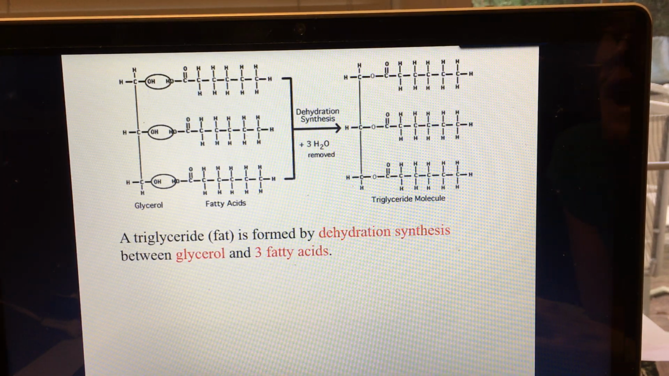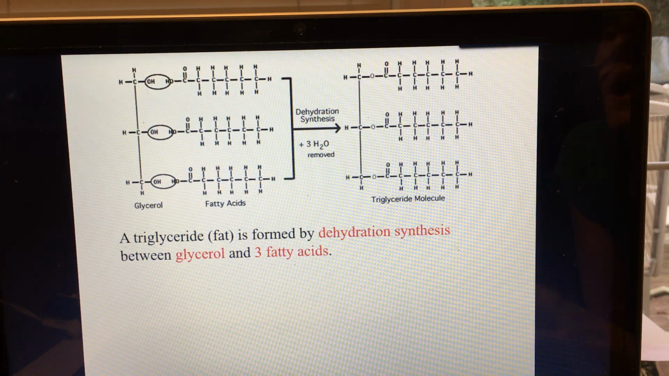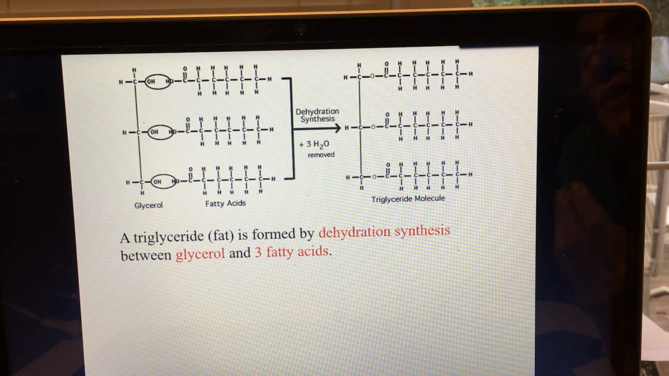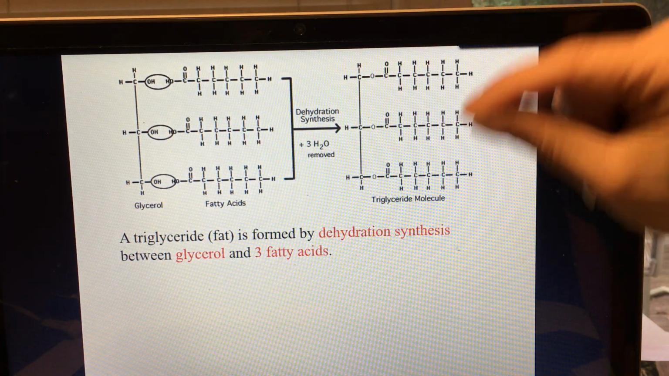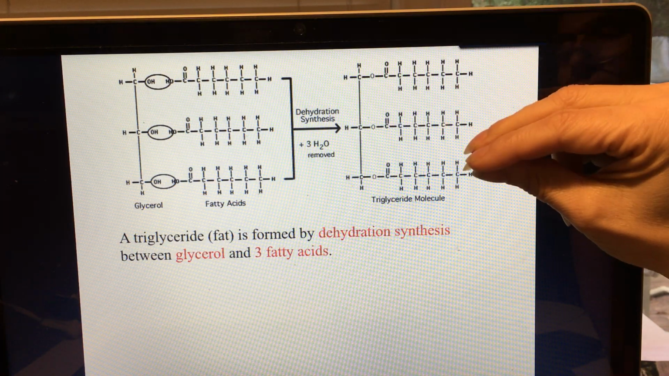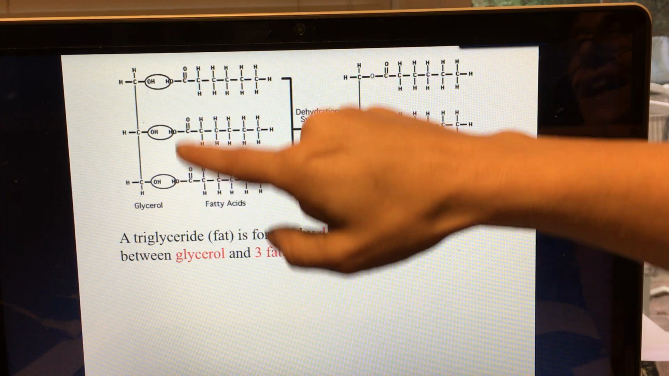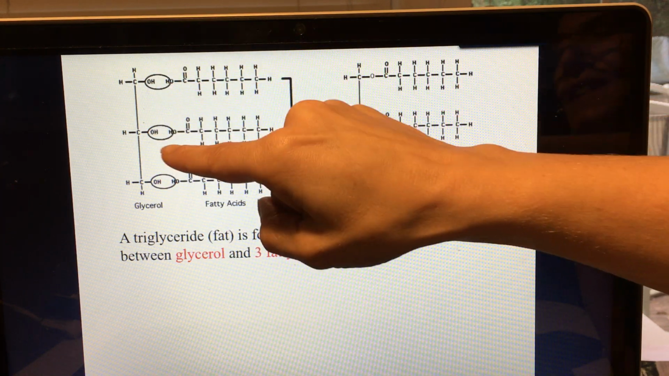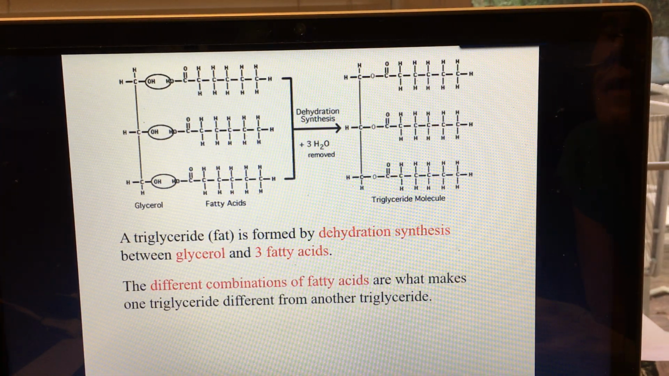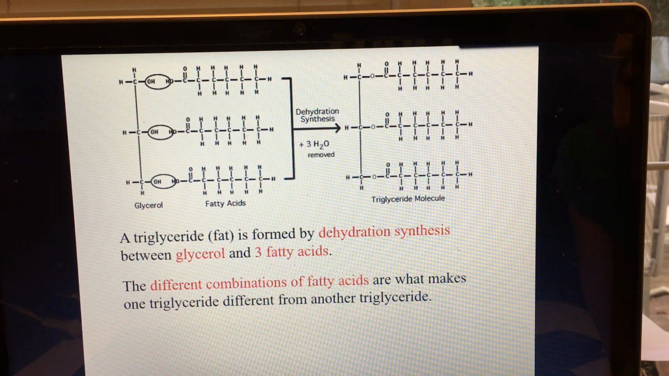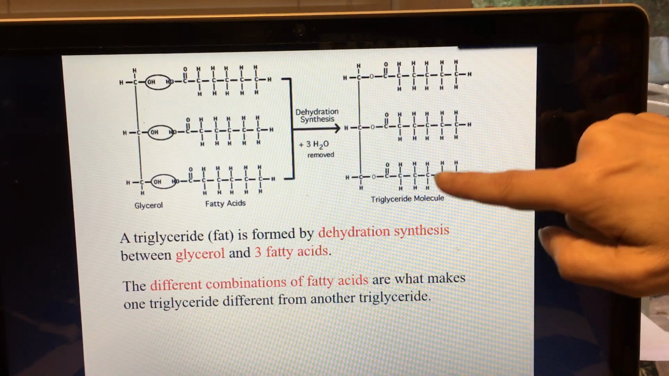So a triglyceride, also known as a fat, is formed by the dehydration synthesis between glycerol and 3 fatty acids. So remember, we're taking 4 smaller molecules, putting them together to make a larger molecule, hence the term synthesis, and dehydration because water is being removed to get those molecules to come together. Now, of course, when the hydrogen and hydroxide are in the molecules, they're not water yet until they react and are released.